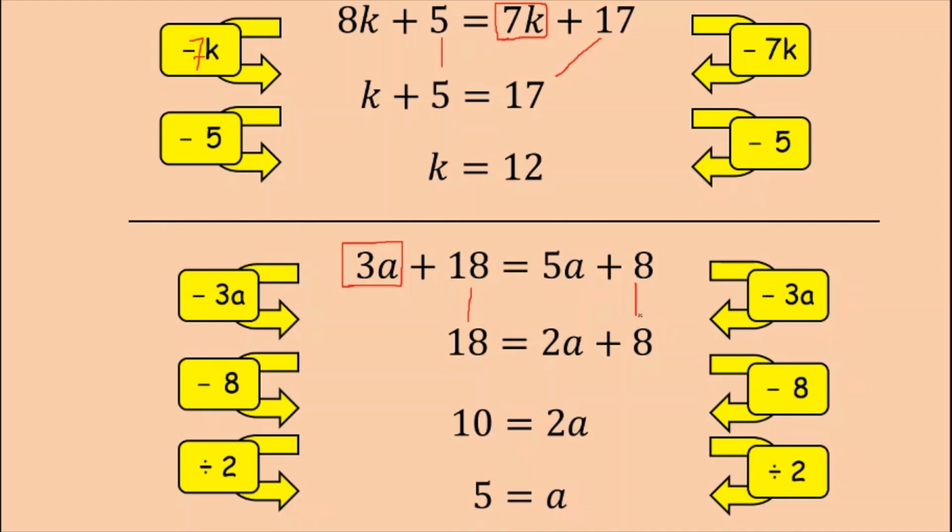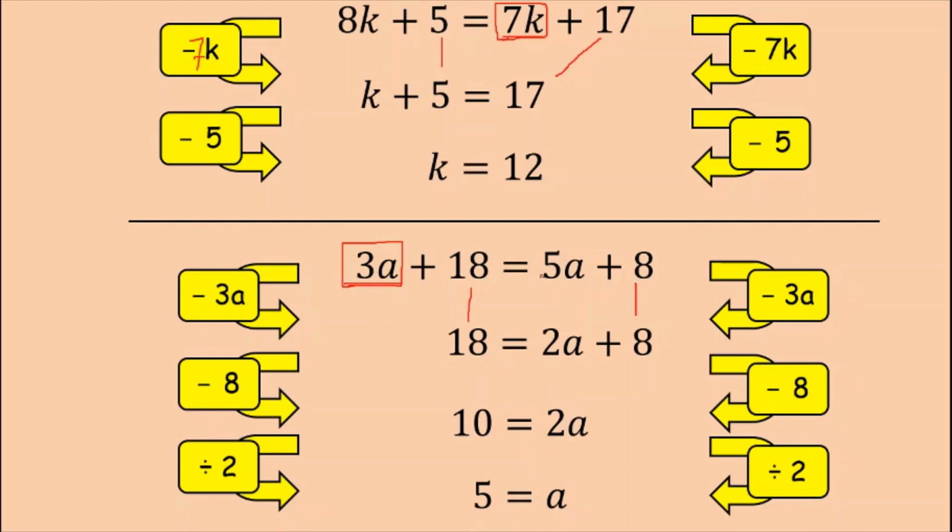Now, there are different ways to approach this. What I would always suggest, that first step when you are subtracting one set of the letters, choose the one you have least of. I have 7k on one side, 8k on the other, so I chose to subtract 7k because it's smaller than 8k. On this one, I chose to subtract 3a because it's smaller than 5a.